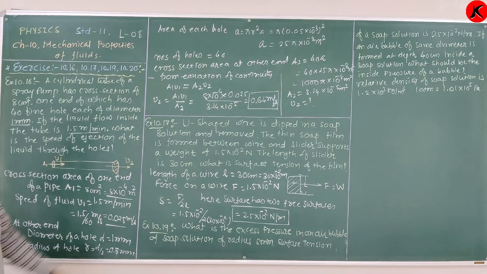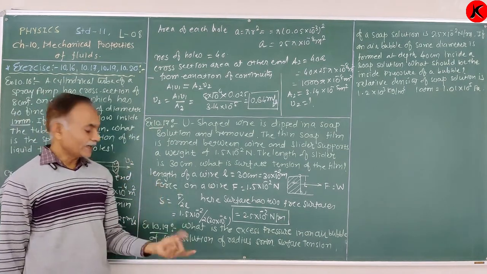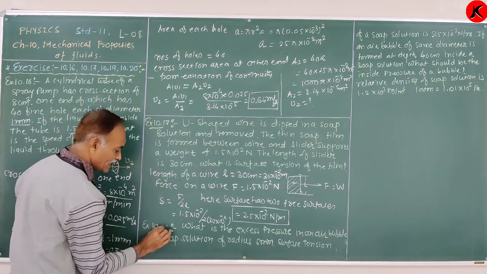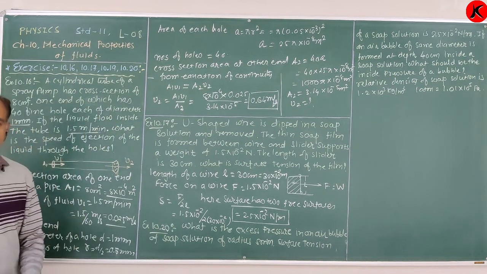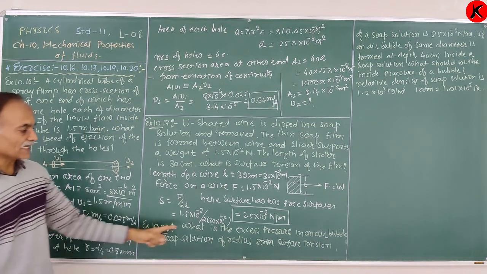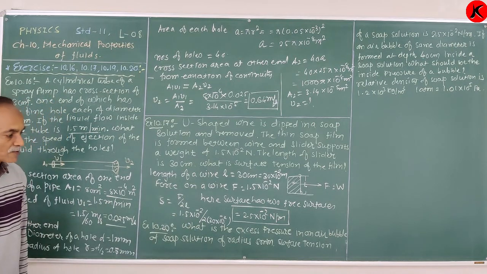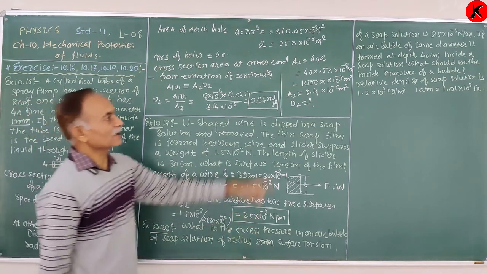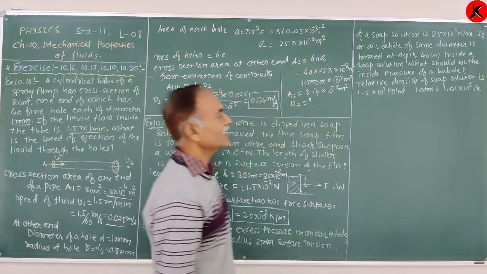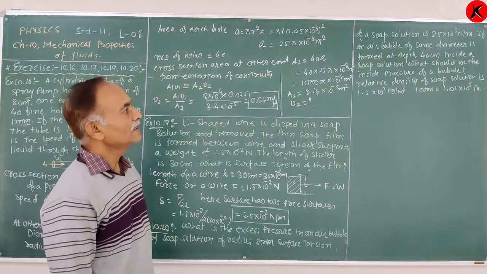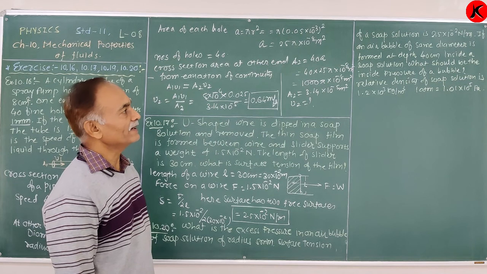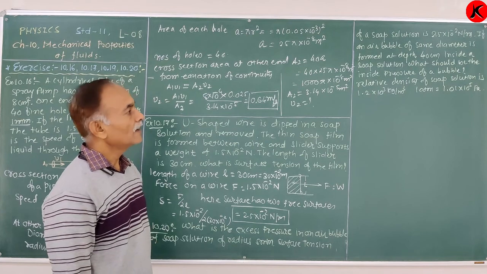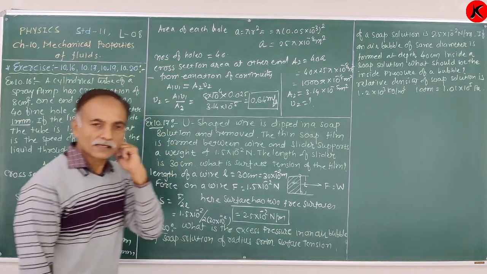Clear? Okay. Now 10.18 is complete. Now 10.19. But instead of 10.19, first we take 10.20. What is given? What is the excess pressure in a bubble of soap solution of radius 5 millimeter? Surface tension of the soap solution is 2.5 × 10^-2 Newton per meter. If an air bubble of the same diameter is formed at a depth of 40 centimeter inside a soap solution, what should be the inside pressure of the bubble?